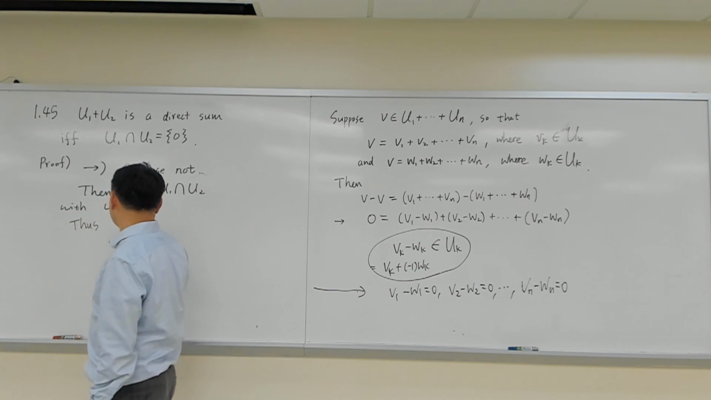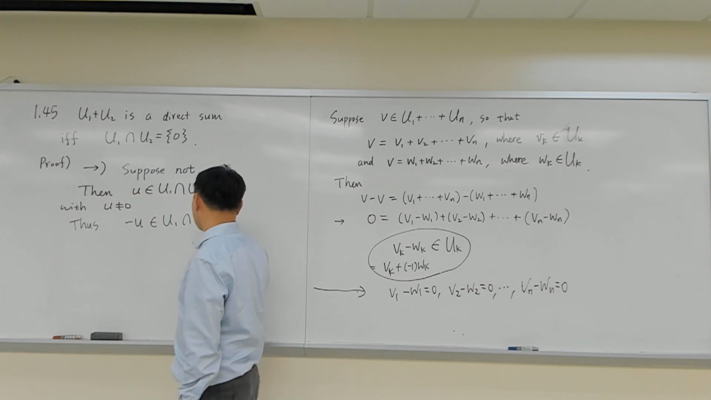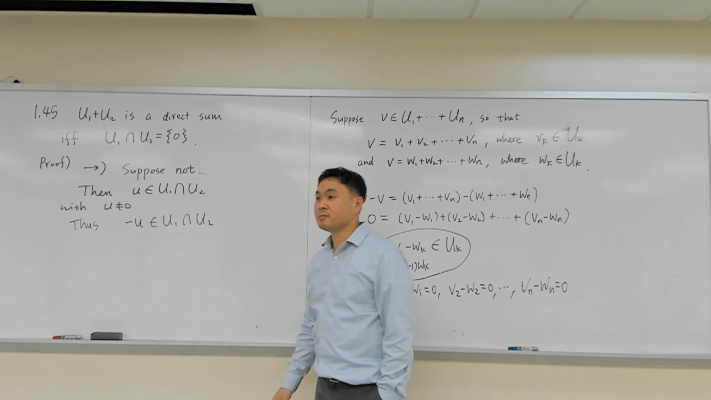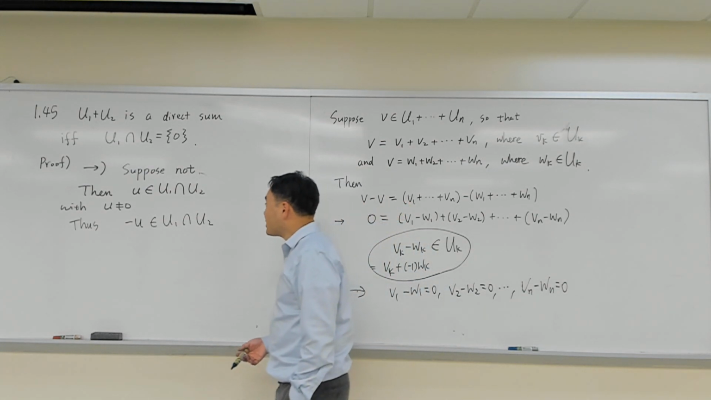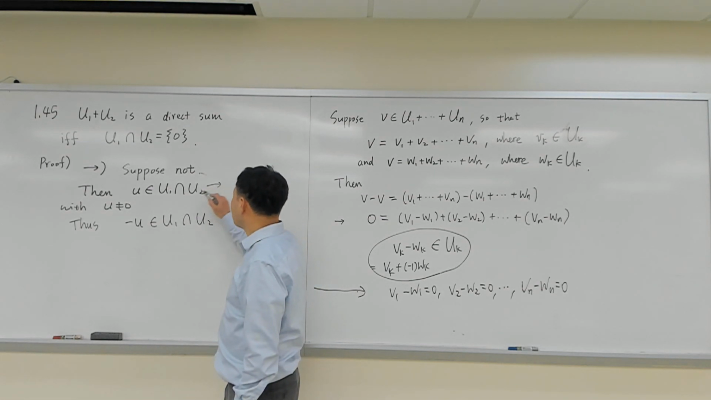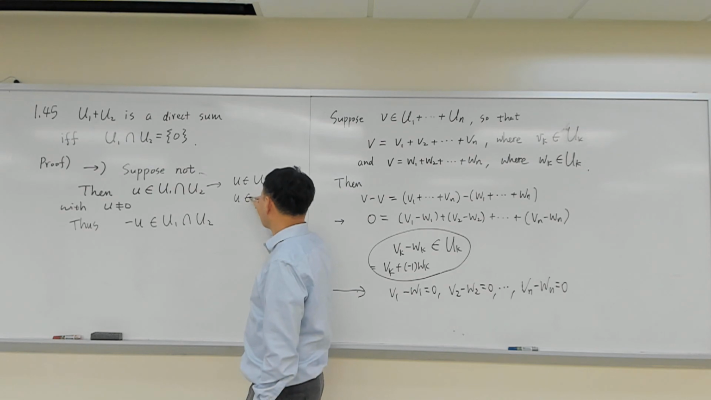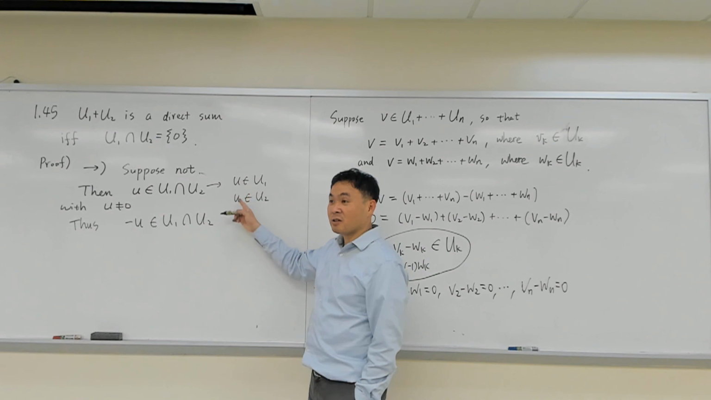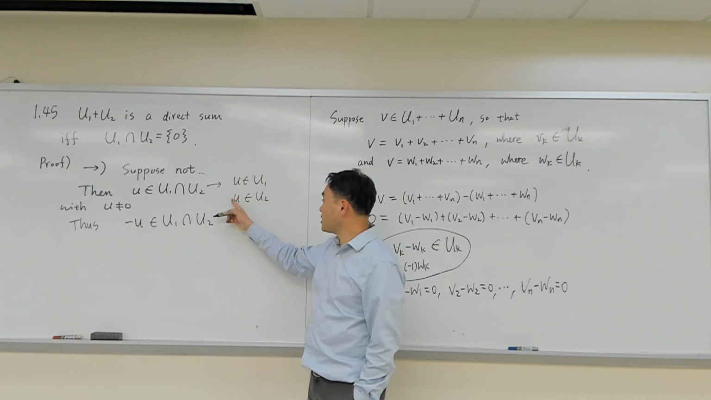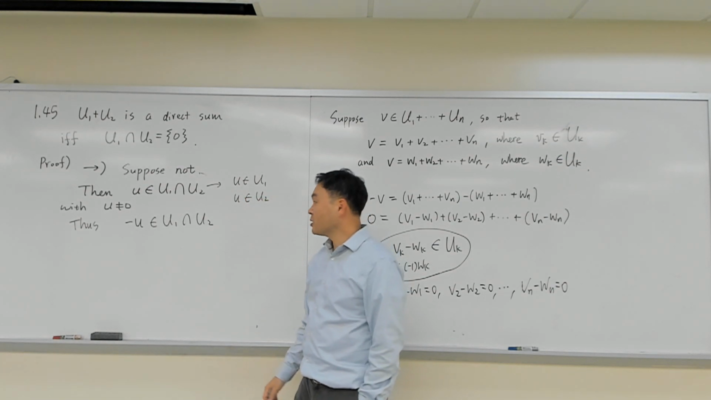Thus, negative u is also in U1 intersect U2, because it's a subspace. Now, if you don't like that, you can use this. This means that u is in U1 and u is also in U2. Because this is a subspace, the inverse elements exist as well, right? So negative u is also in U1, negative u is also in U2, so negative u is in the intersection as well. Okay.